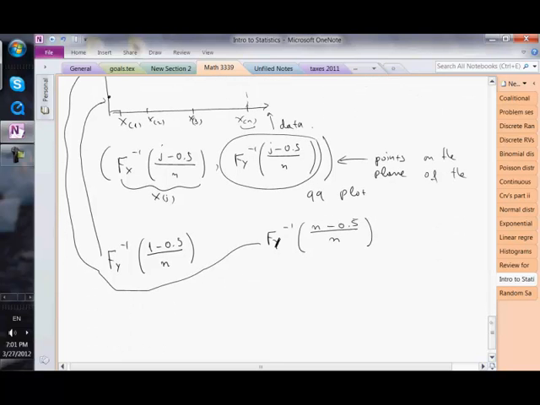So let's specialize with a normal probability plot. A QQ plot where Y has the standard normal distribution, or a normal distribution in general, is called a normal probability plot.